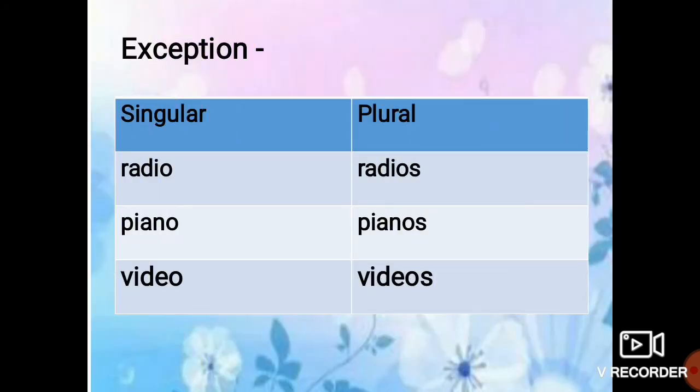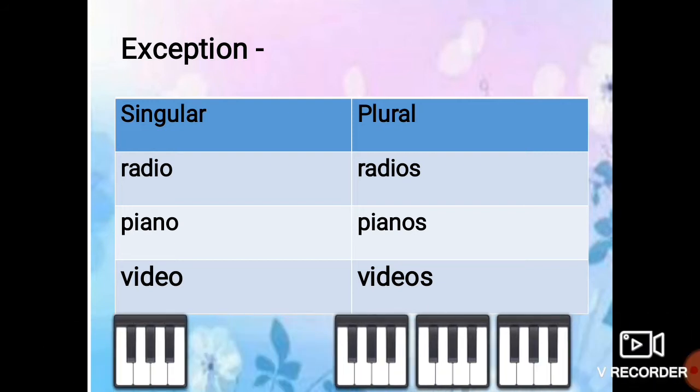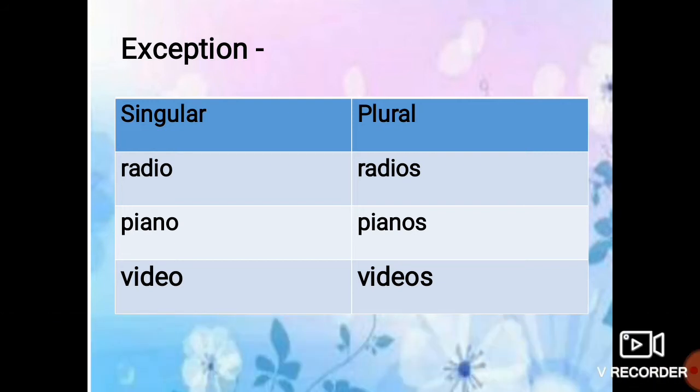There is an exception to this rule. Under this exception, it states that the singular nouns, though they end with the letter O, are still made plural by simply adding s to the given singular forms, like radio becomes radios, piano becomes pianos, video becomes videos.